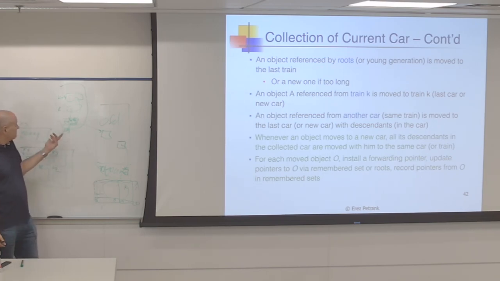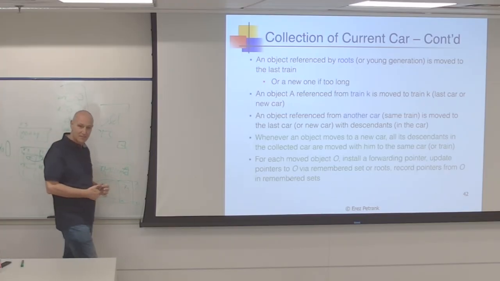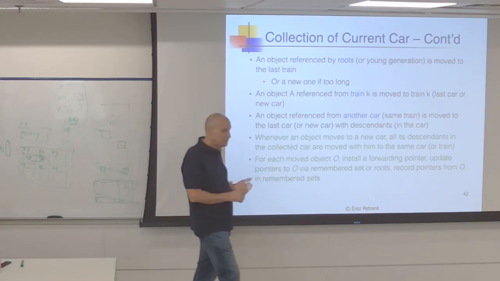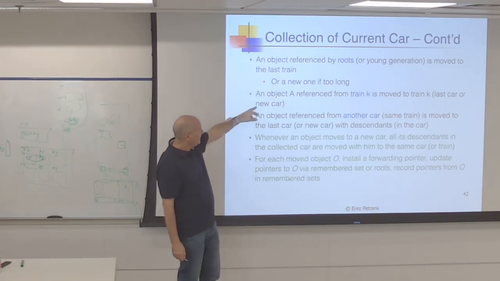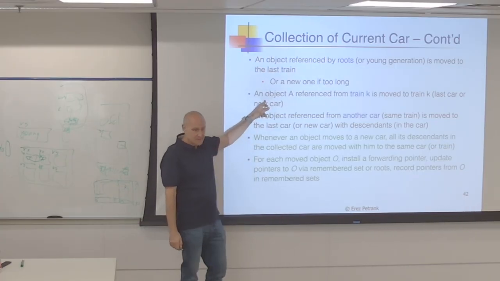I could move it to K, but then what would happen is when I go to reclaim K, I will move it to K plus 3. So instead of moving it to K and then, when I reach it, moving it to K plus 3, let's move it immediately to K plus 3. So this is what I do if it's pointed to from multiple trains.